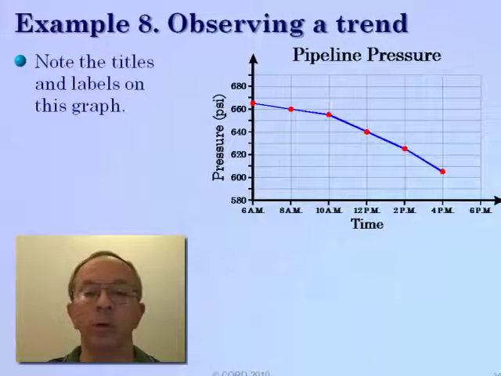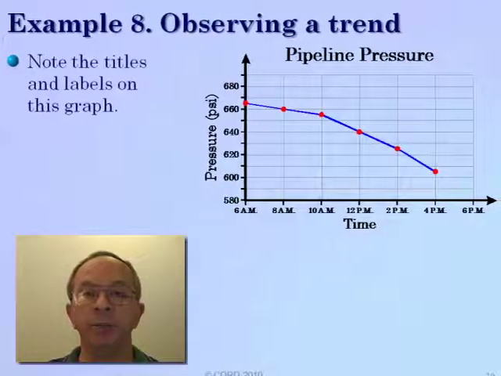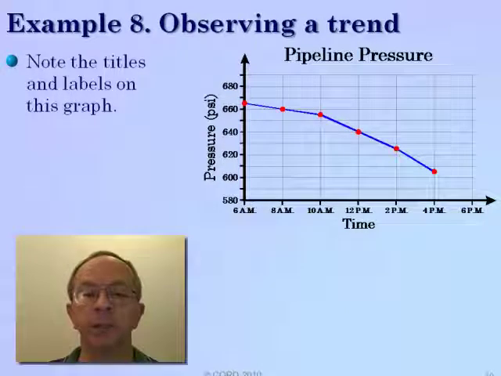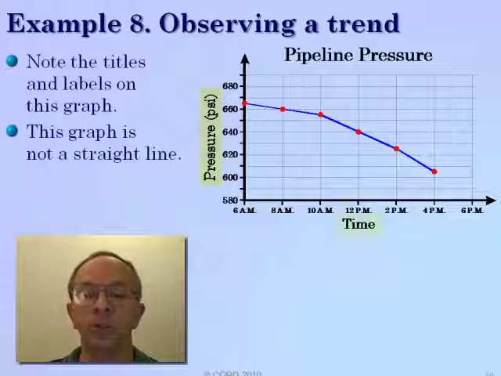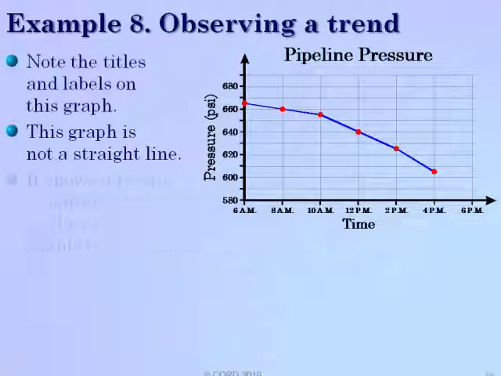So we can also observe trends on this graph. Look at the titles and labels on this graph. We're comparing what? We're comparing pressure versus time. And this graph is not a straight line like the Fahrenheit Celsius graph we just looked at. They're looking at pipeline pressure versus time.